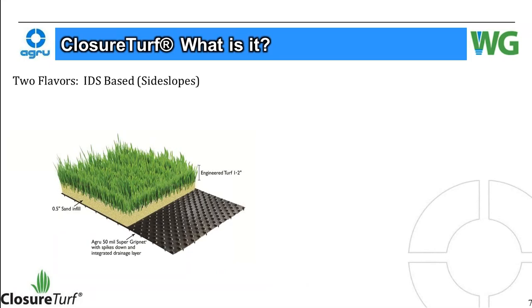It comes in two flavors. There's what I call the IDS base, which is for side slopes, and that's the engineered turf here, and then the half-inch sand infill over the Supergrip net geomembrane with the IDS stud sides up, and then the grips on the bottom for veneer stability against the intermediate soil cover.